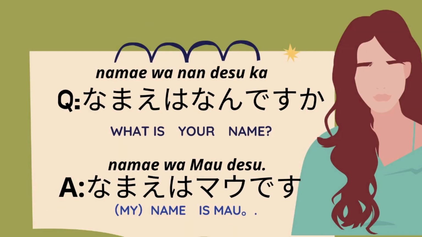Another example is namae wa nan desu ka? Namae is name in English while nan is what again. So, we're asking about that person's name. And our answer could be namae wa Mau desu. My name is Mau.